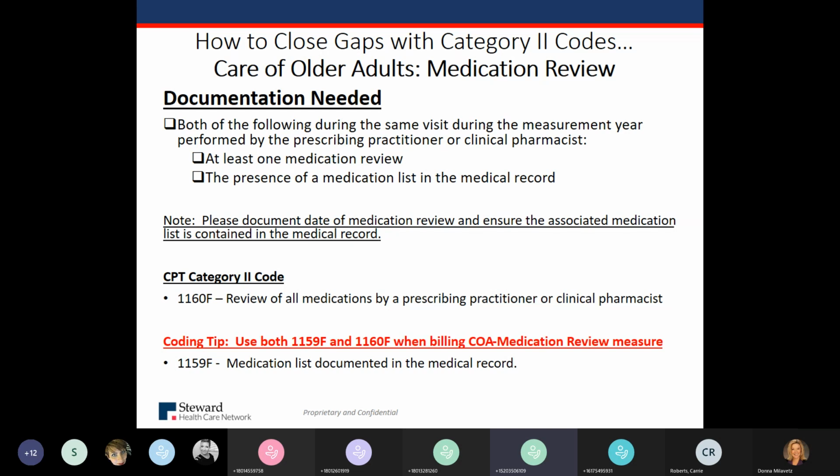Additionally, a little coding tip for you. Use both CPT2 codes 1159F and 1160F when billing the medication review measure. This 1159 just says that you did the review. 1160 said you reconciled the meds. Next slide.